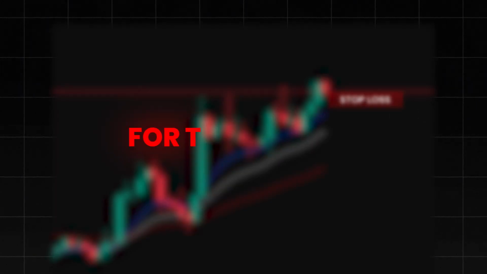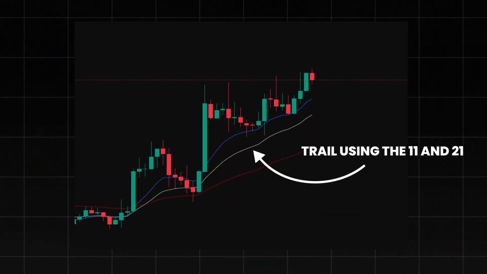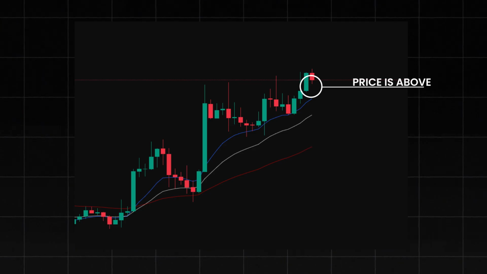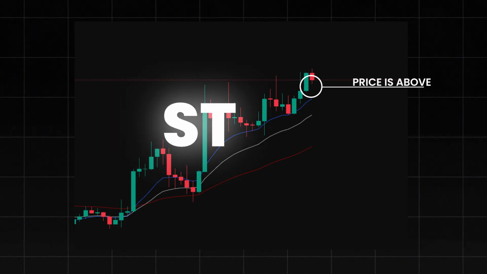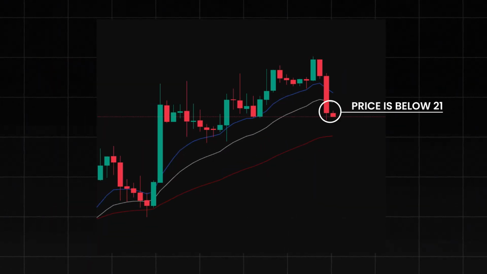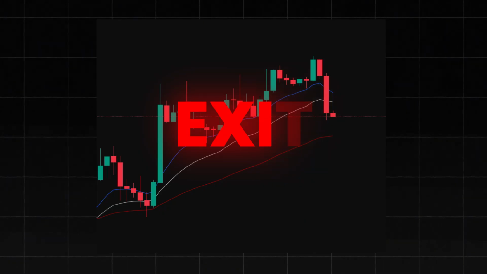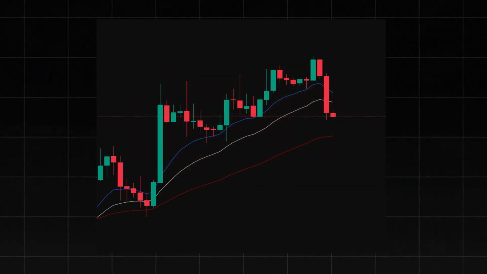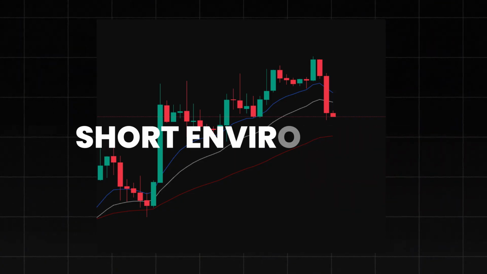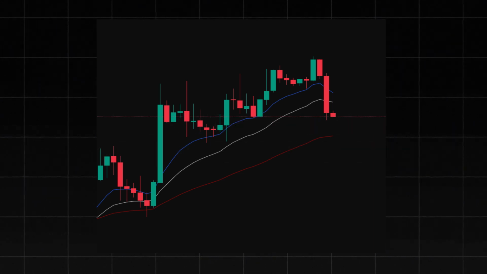For the exit side, the conditions reverse. Once you are in a trade that has moved in your favor, you trail using the 11 and 21 EMA. As long as price is closing above those levels on the daily chart, you stay in. The moment you see a full candle close below the 21 EMA, not just a wick, but a body close, that is your exit signal. You take the trade off. If the broader structure breaks down further, meaning price drops through the 51 and all three EMAs are now above price and sloping downward, that is a short environment. In that condition, you are waiting for the market to recover its EMA structure before looking for new long entries.